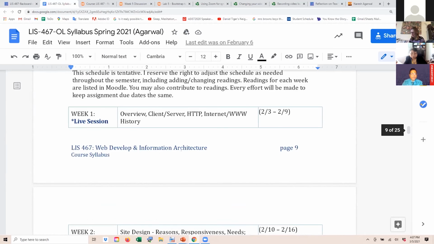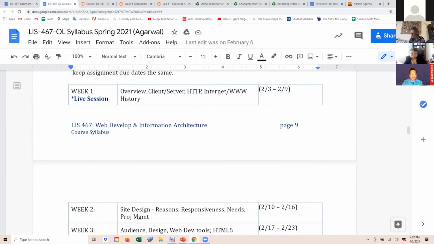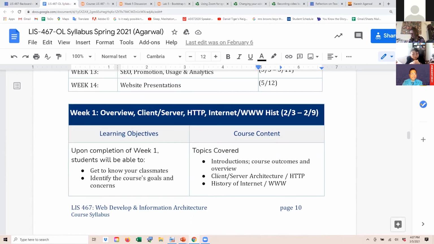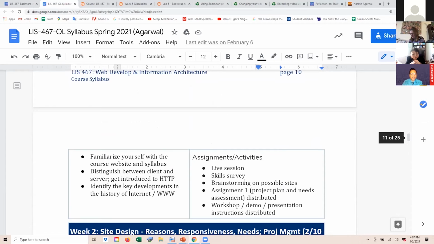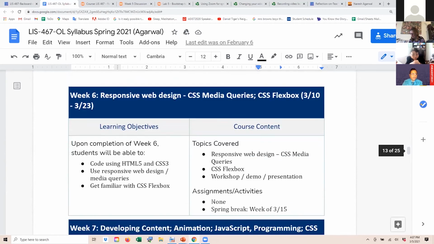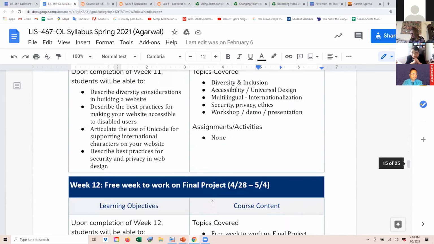And then a week by week outline of the course along with the dates. So which would be the first day of the week and which would be the last day for each week. And then for each week, there's also detailed learning outcomes and also the topics covered in the particular week and any activities that are required.